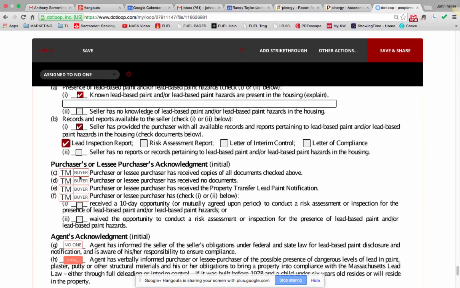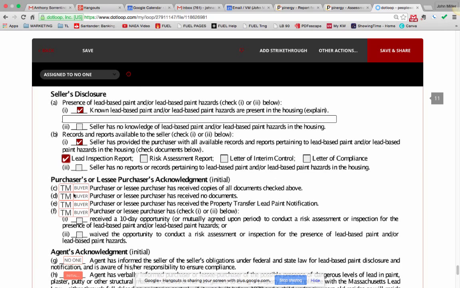Sometimes I just see the initials on all 4 of them and they don't. You have to read it. So it says the purchaser or leasing purchaser has received copies of all documents checked above. Well, did the buyer get a copy of those forms or not? And if they didn't, they shouldn't initial this. Make sense? Right, yep. If there are no reports, like this, then why would the buyers initial this?